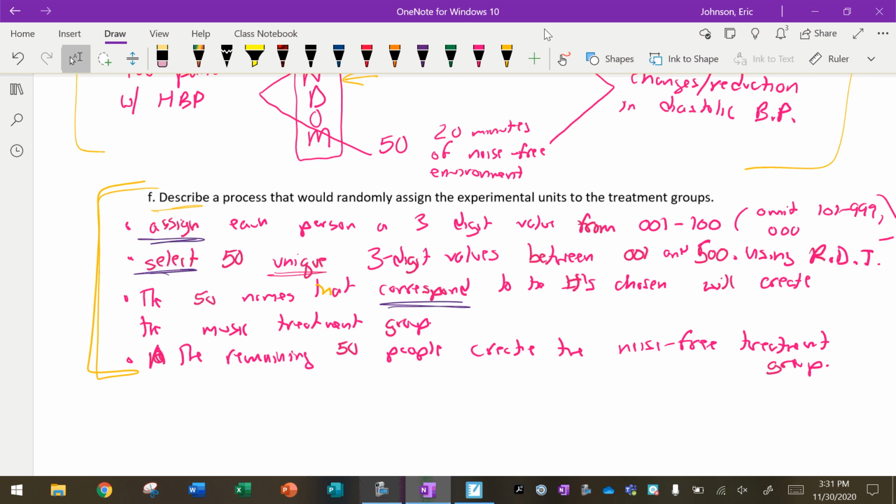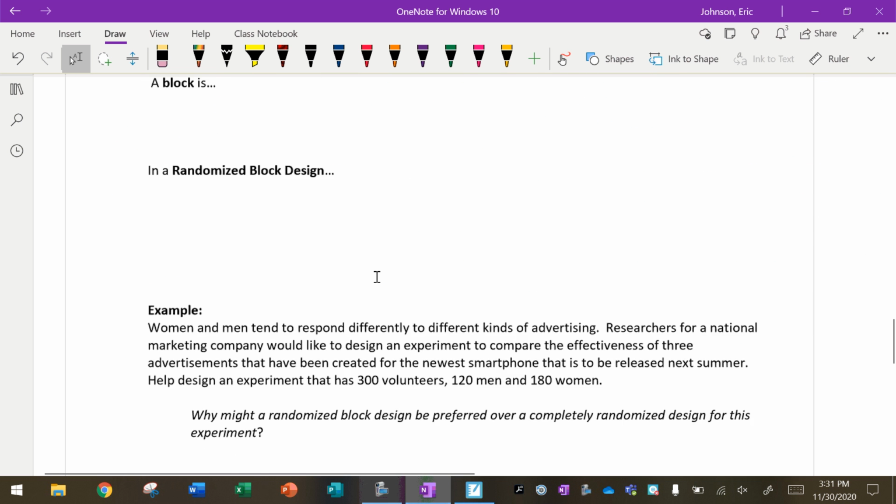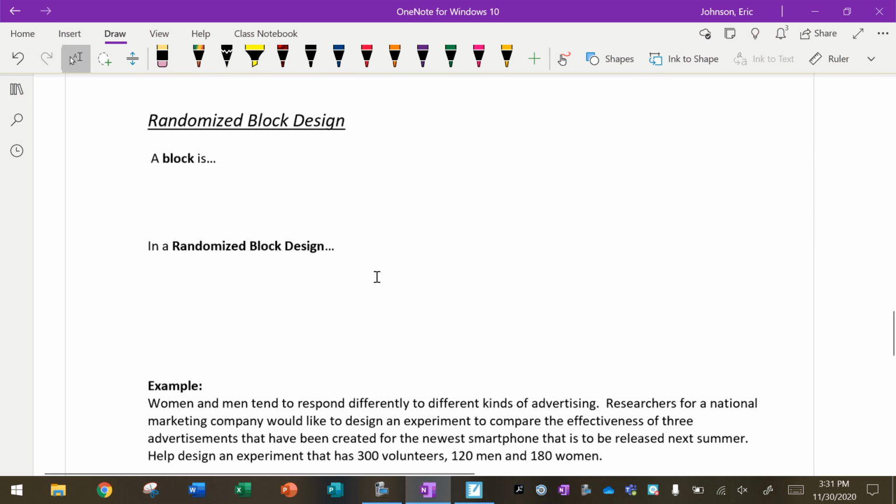All right. So the other type of design is a block design. A block is kind of like stratified sampling. Very similar. A lot of people get them confused.